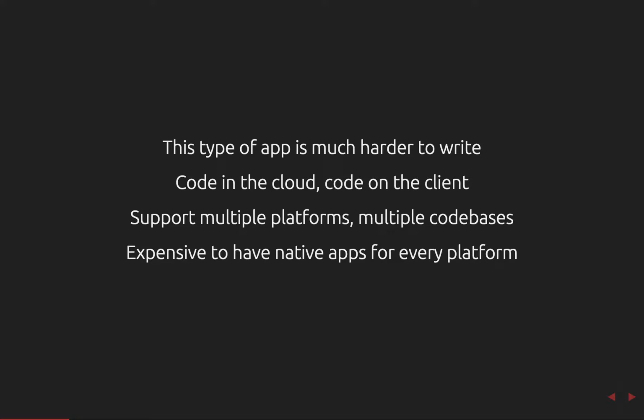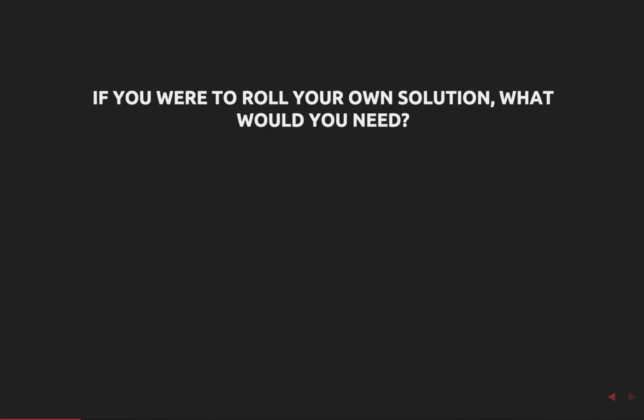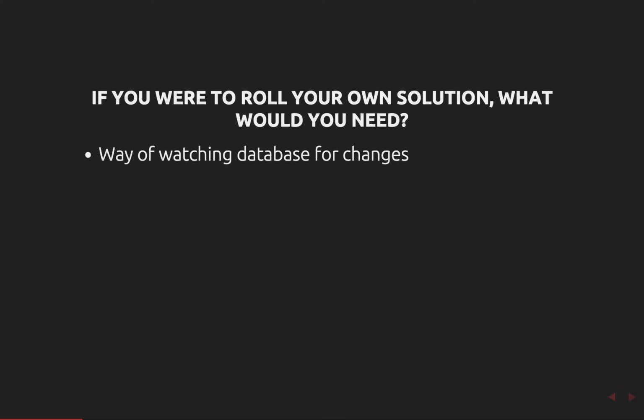It's expensive to have native apps for every platform. You have to have different development teams. They're very different. So if you were to roll out your own solution, similar to Google and Facebook and Twitter and these kind of giant super companies, what would you need?